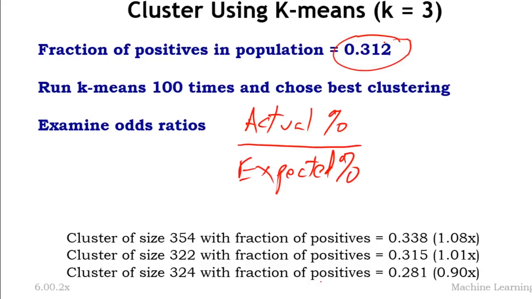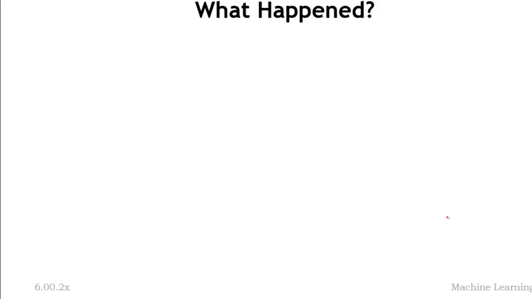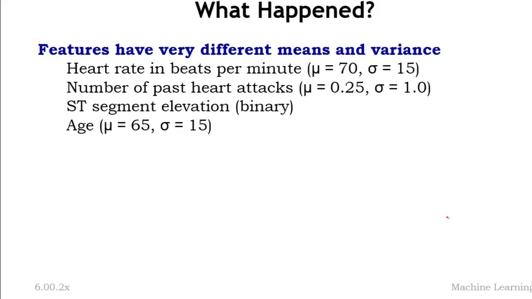Well, when we look at our 3 clusters, it's a bit discouraging. Here are the odds ratios, and they're all close to 1. An odds ratio of 1 says our clustering is no better than random. Well, what's going on? What's wrong here? What's wrong is we worked with raw features. And in fact, that's not always the right thing to do.